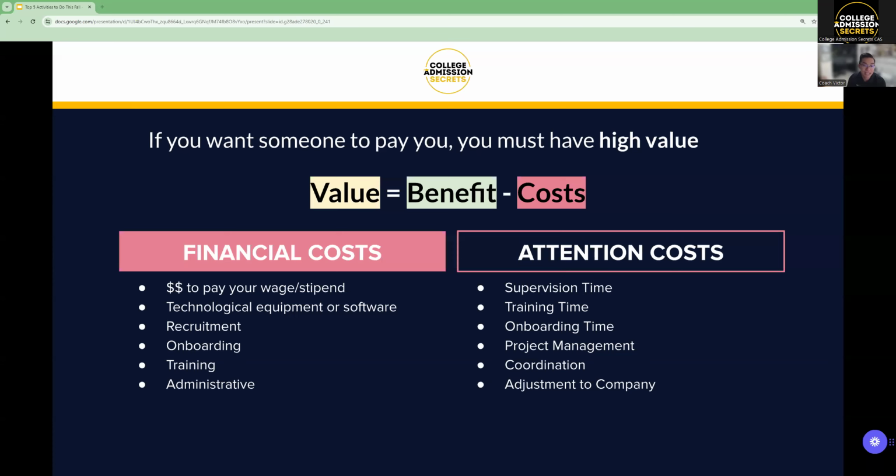The last part is the attention cost, which not a lot of people think about. Attention cost is thinking about the time that it takes for an employer to supervise that intern. Because by supervising that particular intern, that is costing not just their time, but the company's money because they're paying for their wage and your wage as well.